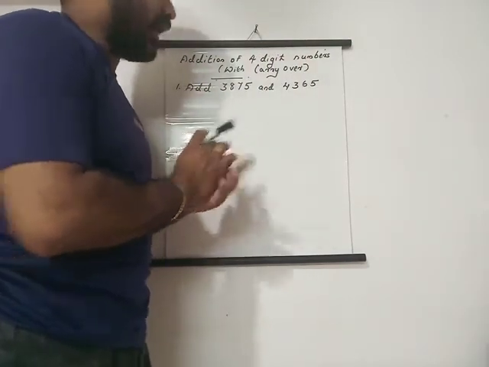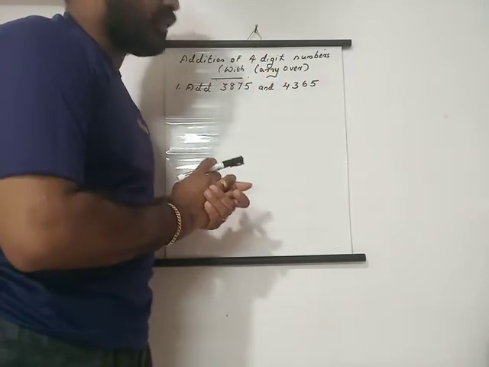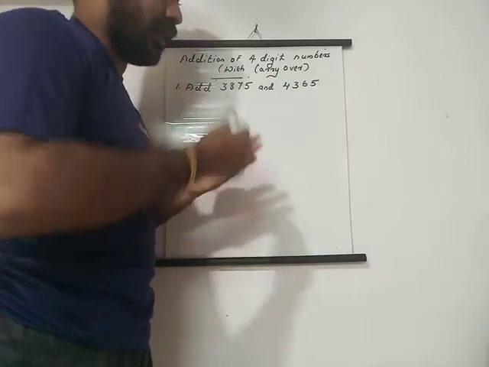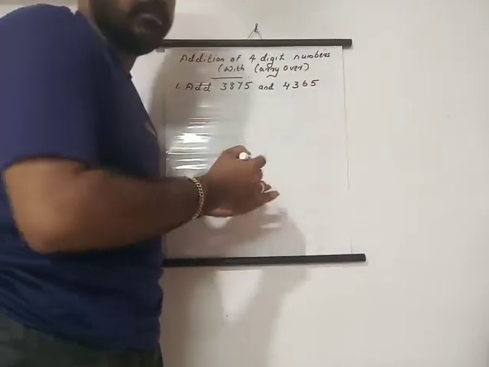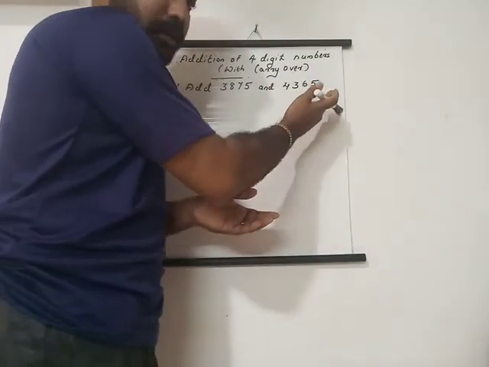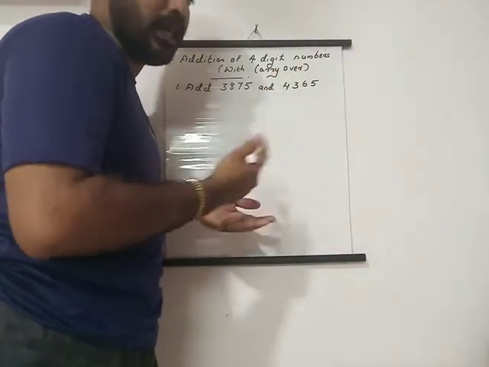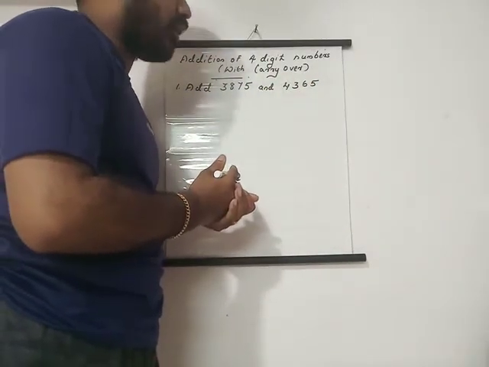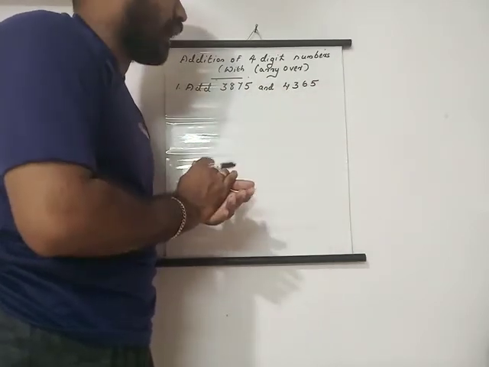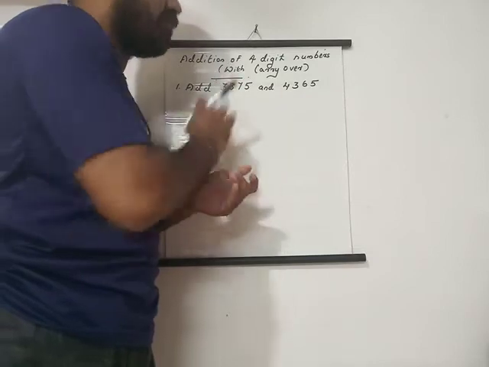Addition of 4-digit numbers with the carryover. That means when we add numbers and the sum is more than 10, then you have to take 1 here or 2 here. That is called a carryover. So how can we add numbers with the carryover?